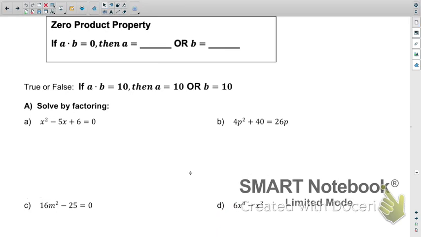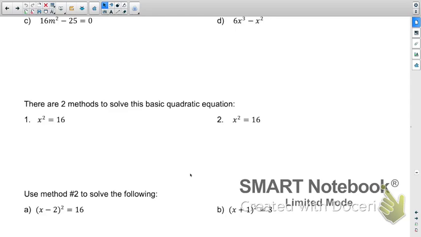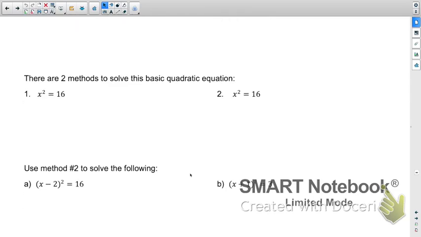There are 2 ways to solve the same problem. Okay, this is how we get into our other methods. What is one way to solve x squared equals 16? Square root both sides. Which gives me x equals what? Plus or minus 4. Good.